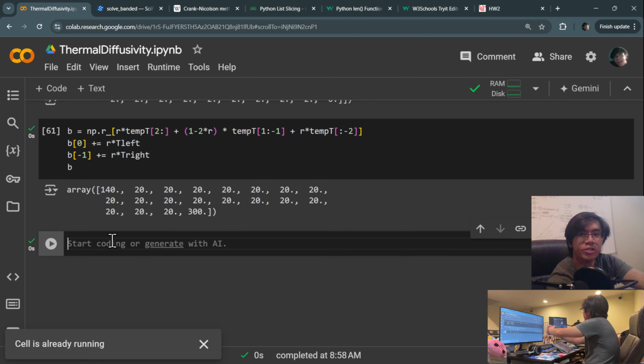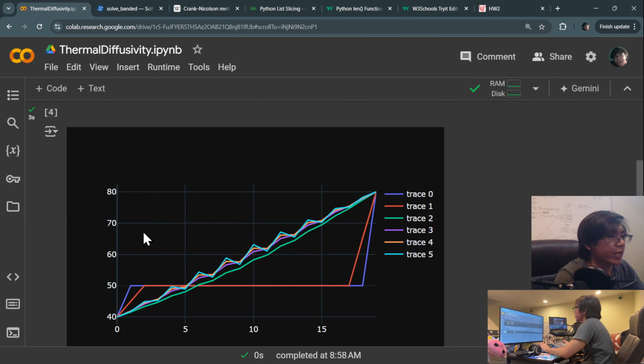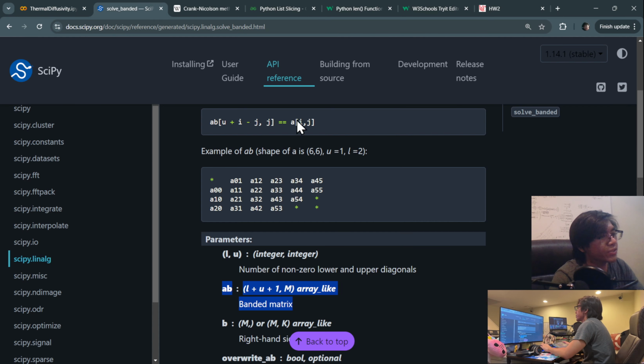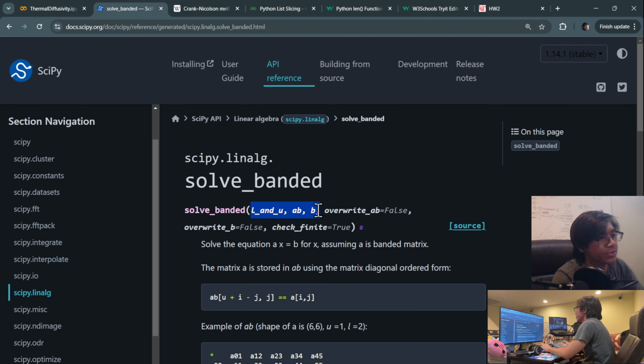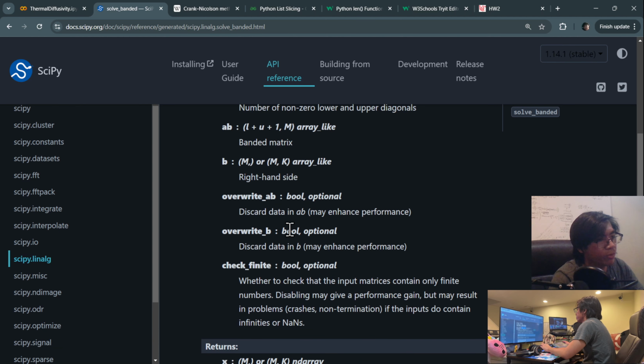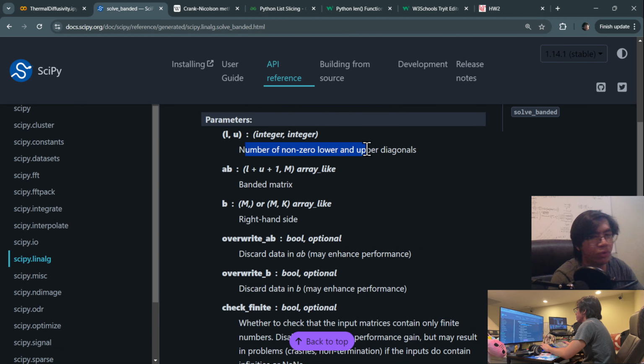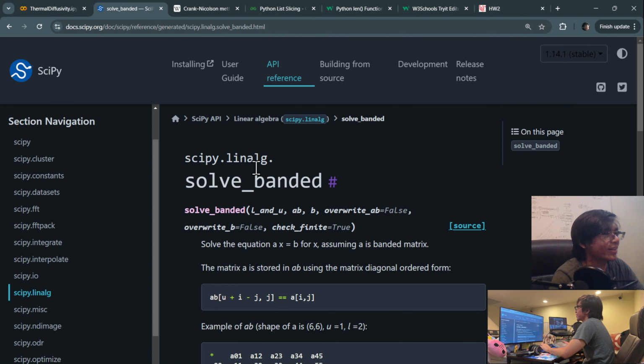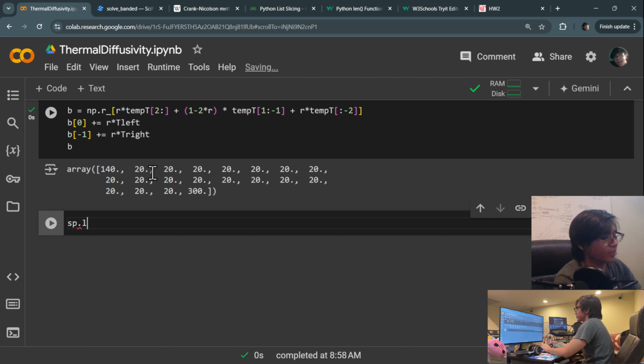So we have our B matrix. Now we use what I imported, SciPy as SP. We can finally put in the function, solve banded. Now we have all our parameters here. We have our lower and upper bounds provided as a tuple, lower bound first. So one lower, one upper. So that's just 1, 1. What is this? It's linalg, lin-alg solve banded.